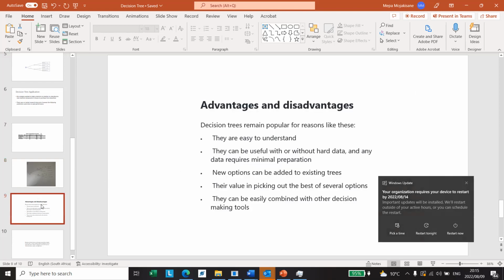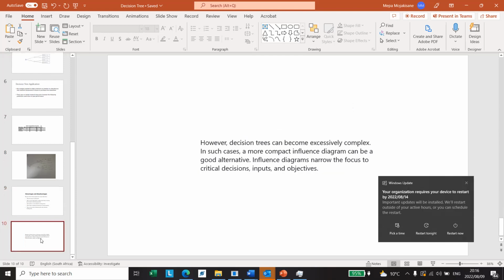And that is the option that you have on this one, and they can be easily combined with other decision-making tools. So the decision-making tools that we have been going through, guys, we can use this together with whichever decision technique that we can.